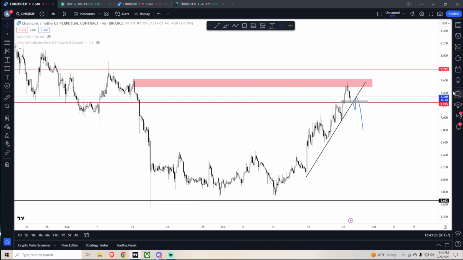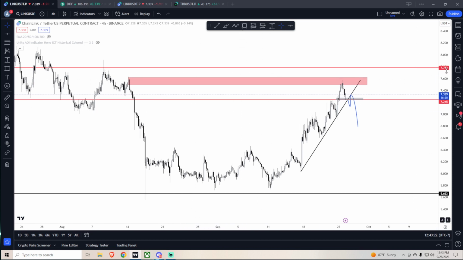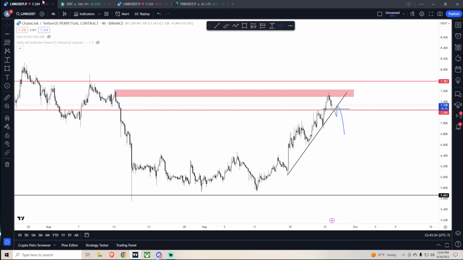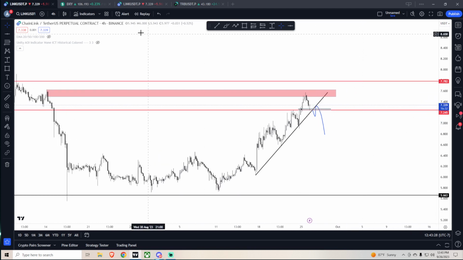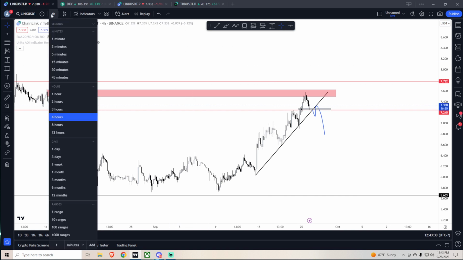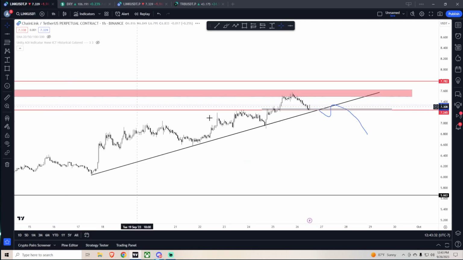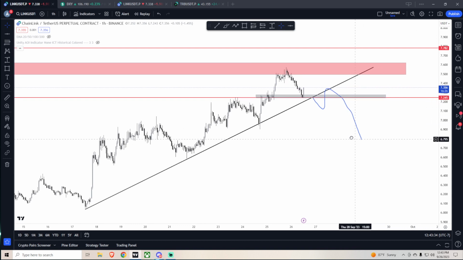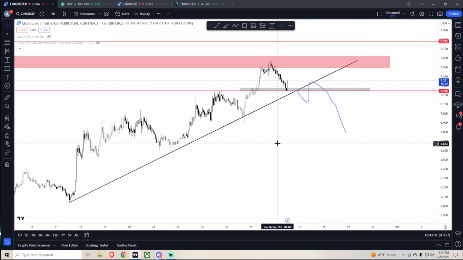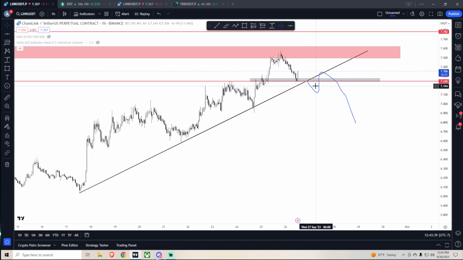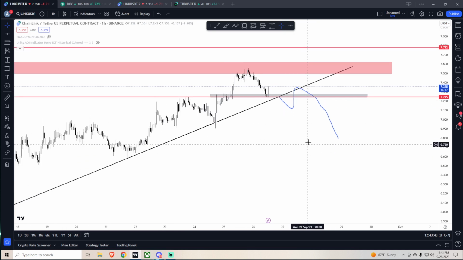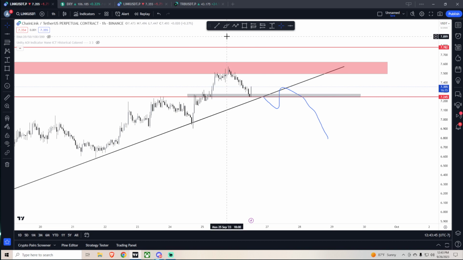Honestly, I think this can go to $7.80 ish. If Bitcoin just chills. Right, low time frame. That's pretty bullish. Yeah, low time frame looks like it just wants to run.